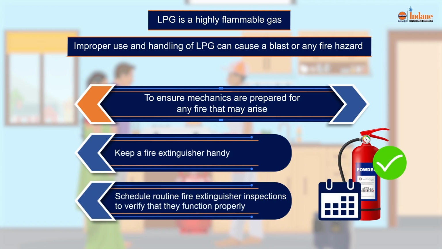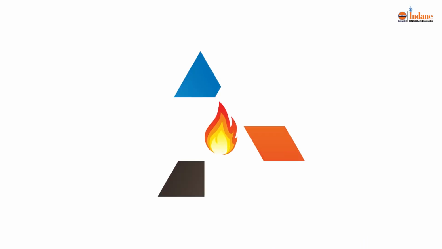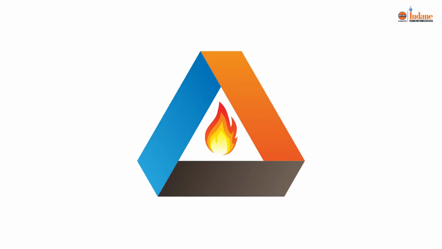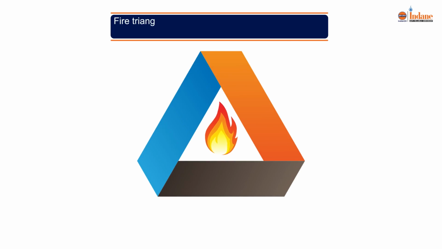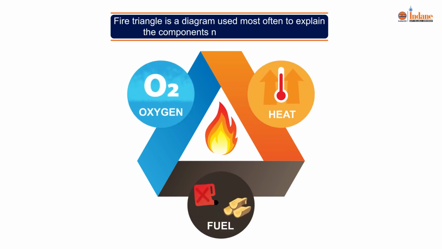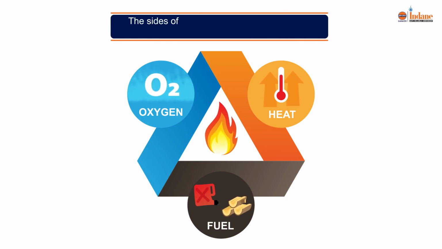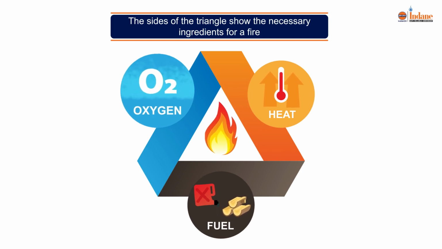Let's now understand what a fire triangle is. The fire triangle is a diagram used most often to explain the components needed to start a fire. The sides of the triangle show the necessary ingredients for a fire. That is, heat, fuel, and oxygen.